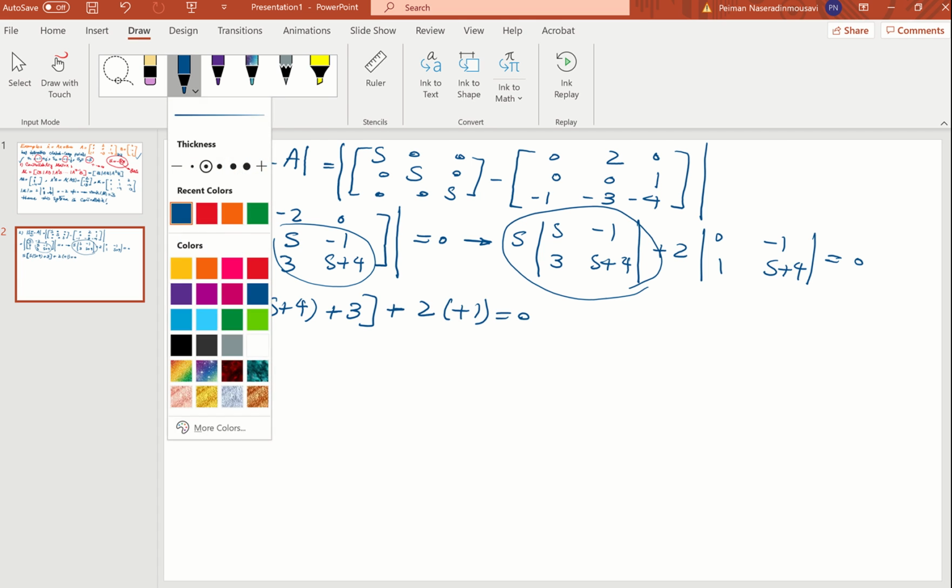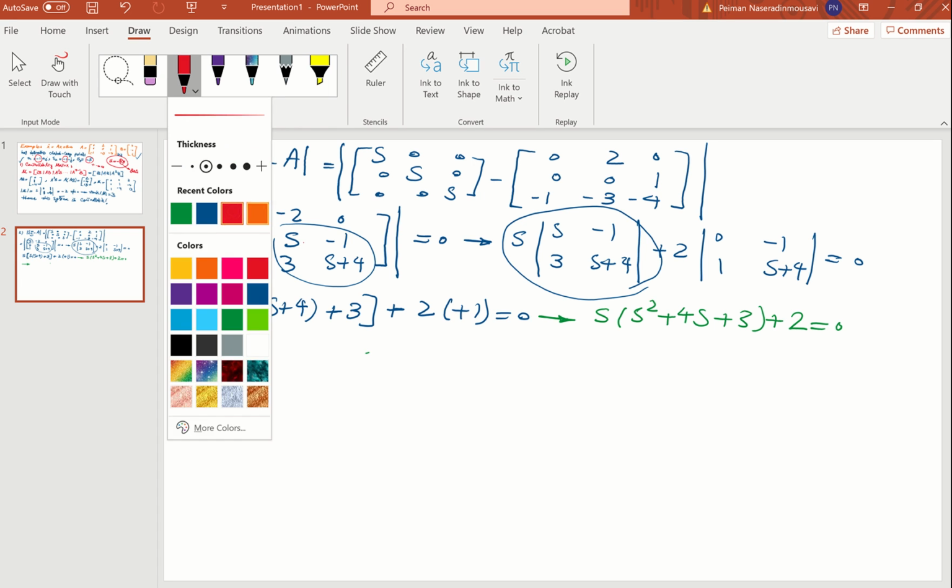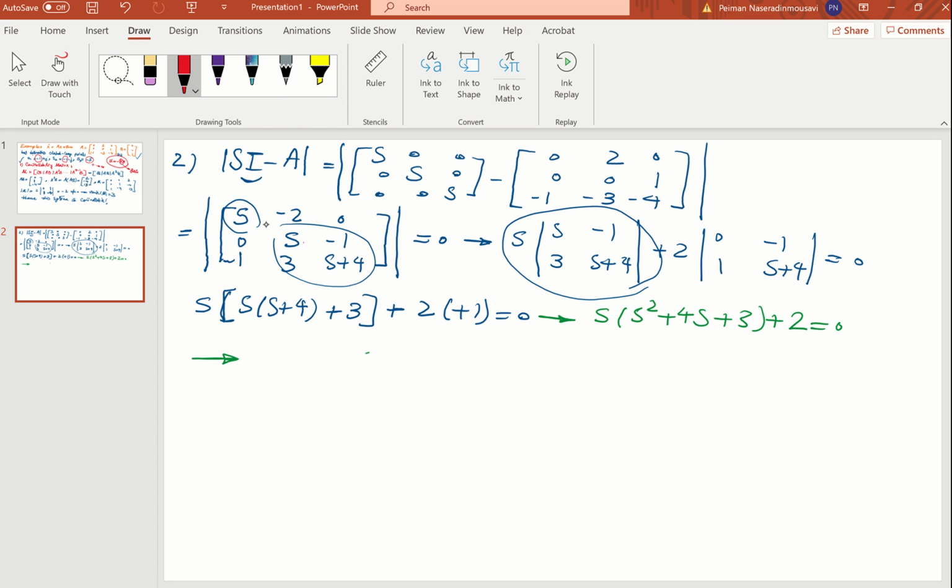So let me change the color for happiness. So this is S in S square plus 4S plus 3, plus 2 is 0. Finally, what we get is this polynomial from the previous class. Remember, we are giving us A's. It's going to be S cubed plus 4S square plus 3S plus 2 is 0.